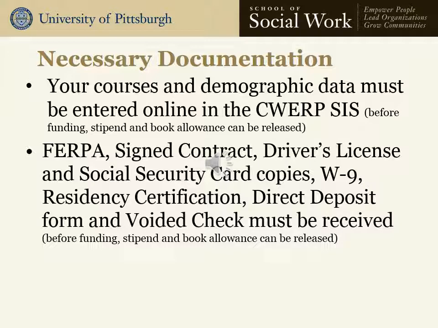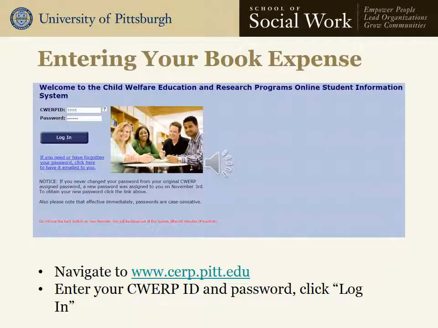Your courses and demographic data must be entered online into the CWEB Student Information System before funding, stipend, and book allowance can be released. Additionally, we must have your FERPA, signed contract, driver's license, and Social Security card copies, W-9, residency certification, direct deposit form, and voided check on hand before funding, stipend, and book allowance can be released.